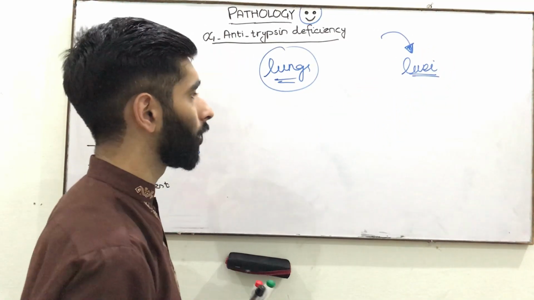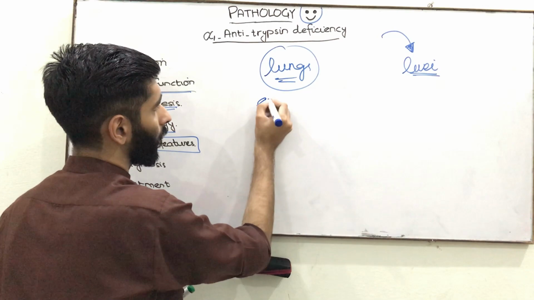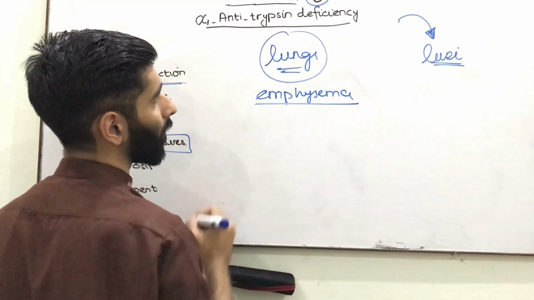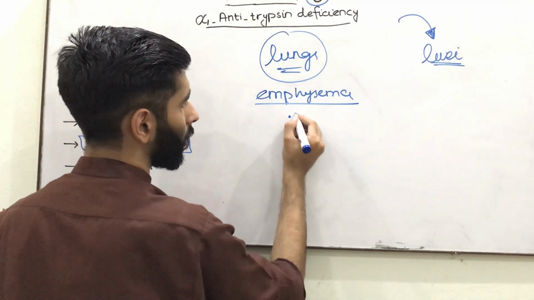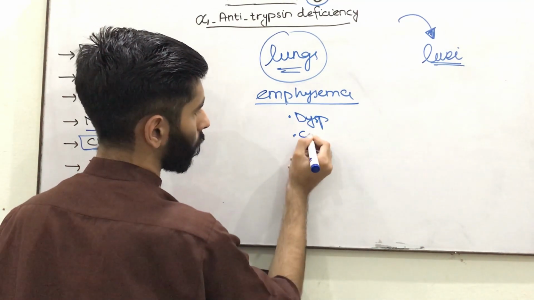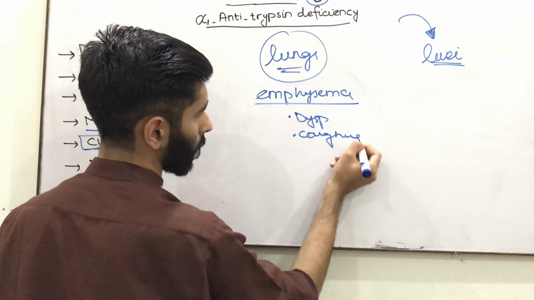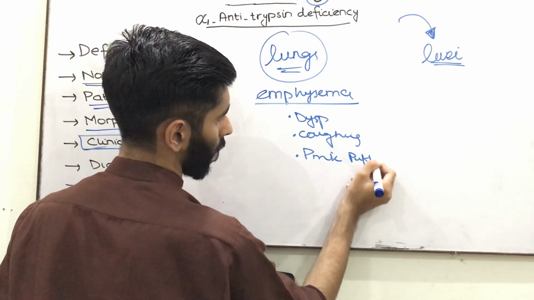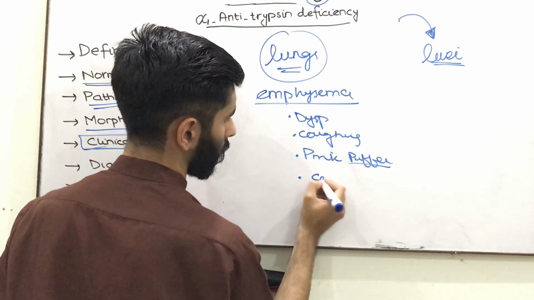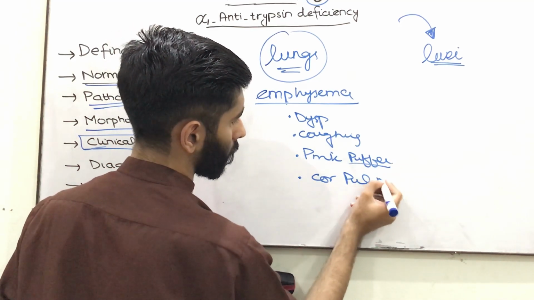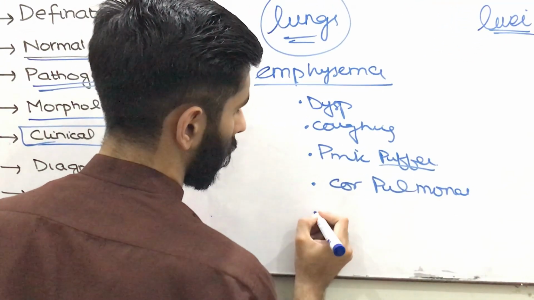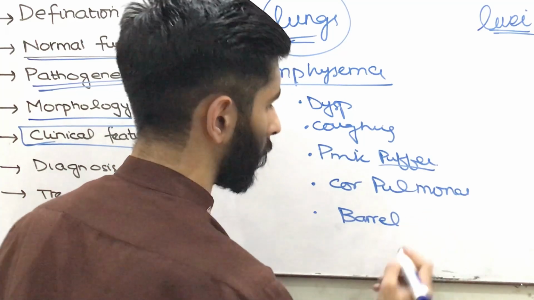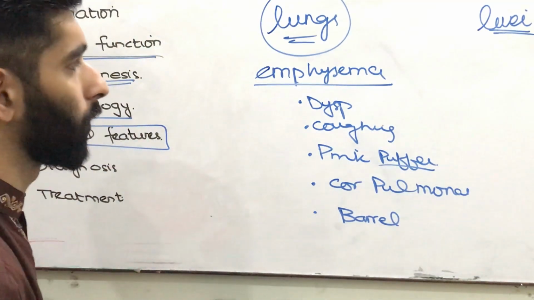So what are the findings in the lungs? As I already mentioned, it leads to emphysema. So we will find the clinical features that are associated with emphysema, like dyspnea, coughing, pink puffers, blue bloaters due to cyanosis, cor pulmonale, and barrel-shaped chest due to increase in the anterior posterior diameter of the chest.